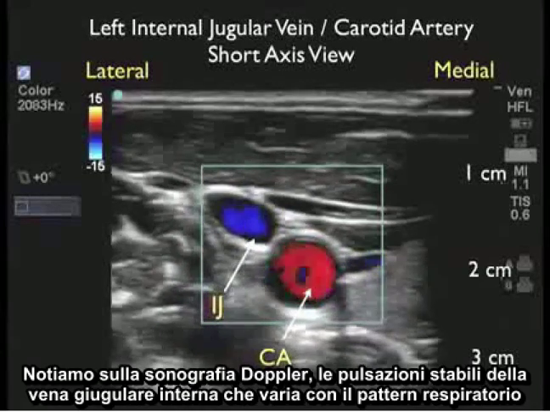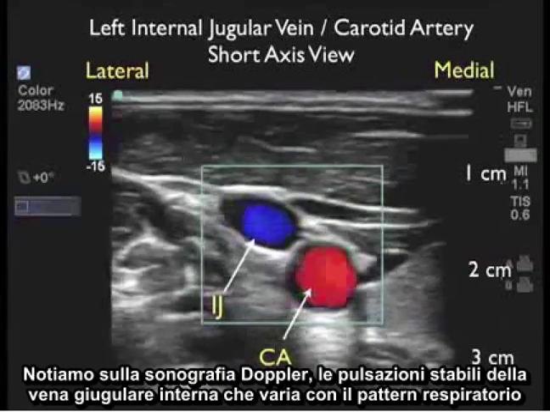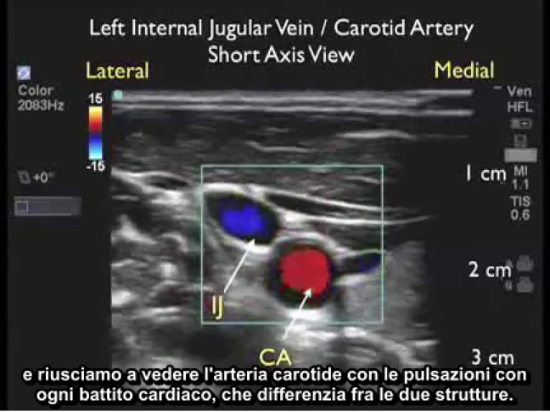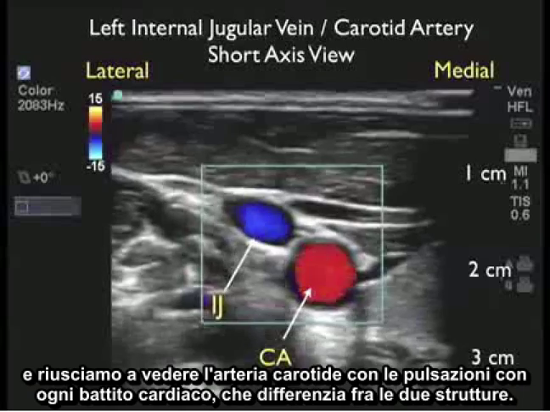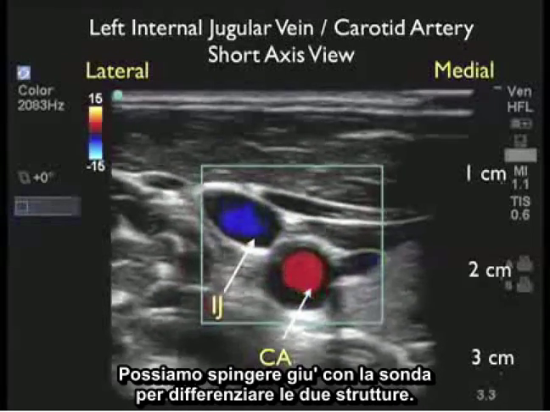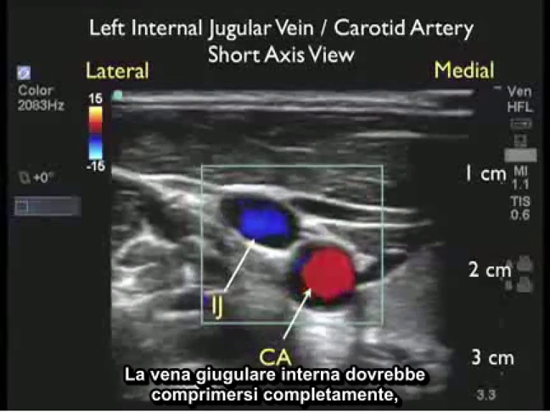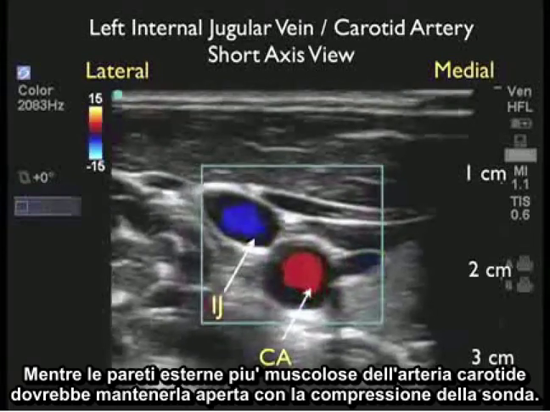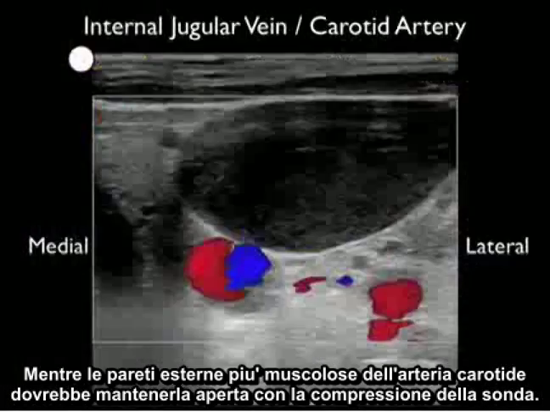We note on Doppler sonography steady pulsations of the internal jugular vein that vary with respiratory pattern, and we can also see the carotid artery with pulsations with each heartbeat, differentiating the two structures. We can also press down with the probe to differentiate the two structures. The internal jugular vein should compress completely, while the more muscular outer walls of the carotid artery should keep it open with compression of the probe.